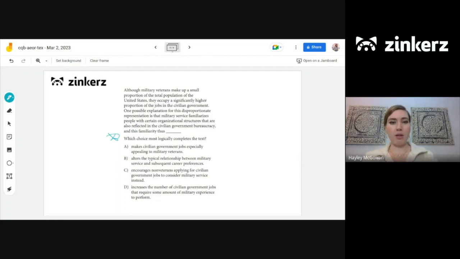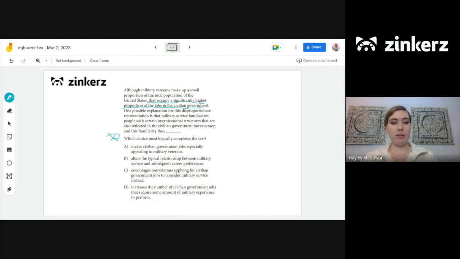Okay, so to break that down a little bit, essentially the main idea here is that people who work in the military end up working in higher percentages in the civilian government. One possible explanation for this disproportionate representation is that people who are in the military are more familiar with certain organizational structures that are reflected in the civilian government bureaucracy. So the fact that people who have been in the military would feel really comfortable within this system because they've already worked within it makes transferring over to civilian government jobs make sense for them. They would be comfortable with that. So this familiarity does what?